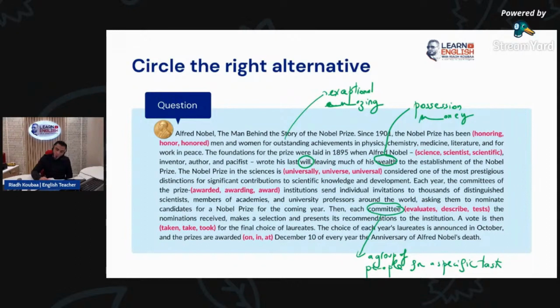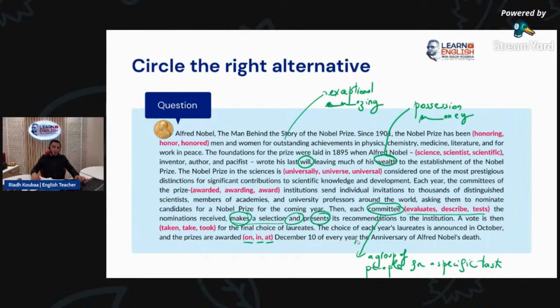Then each year, each committee evaluates the nominations received, makes a selection, and presents its recommendation to the institution. A vote is then taken for the final choice of laureates. The choice of each year's laureates is announced in October, and the prizes are awarded on December 10th of every year, the anniversary of Alfred Nobel's death.